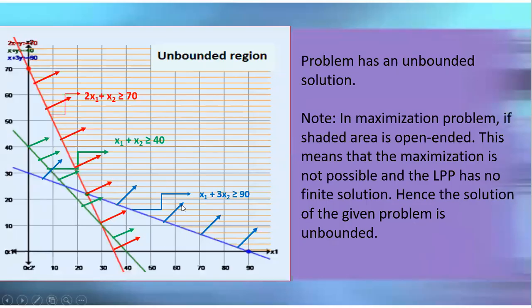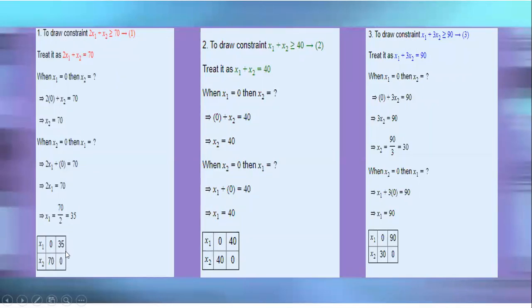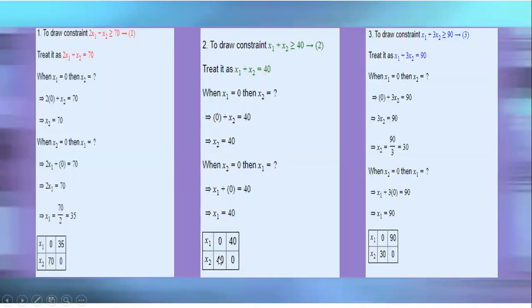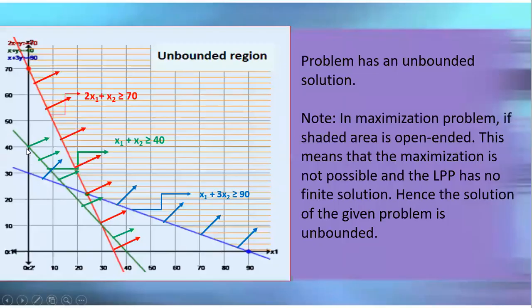Now plot the graph. First, (0, 70) and (35, 0). The first equation is 2x1 + x2 ≥ 70. Connect these coordinates using a straight line. The red line represents the first equation. Similarly, the second coordinates are (0, 40) and (40, 0). Connect them using a straight line. The green line represents the second equation, x1 + x2 ≥ 40.